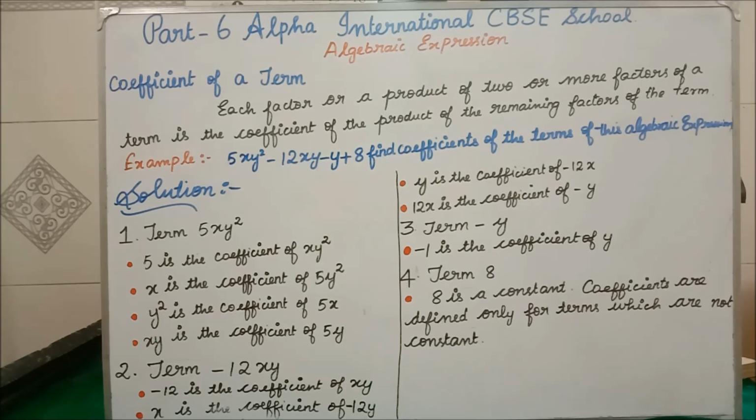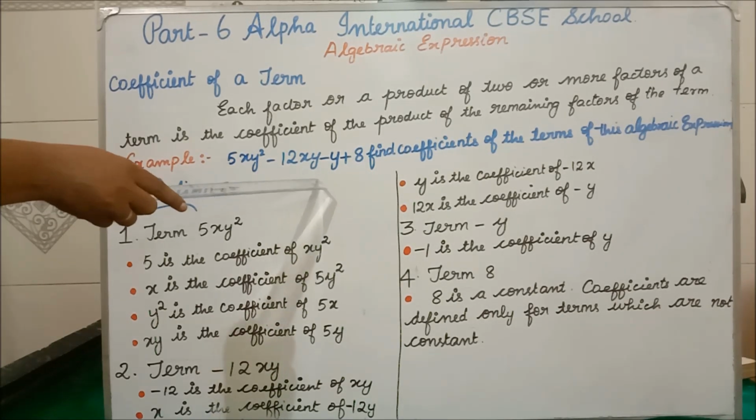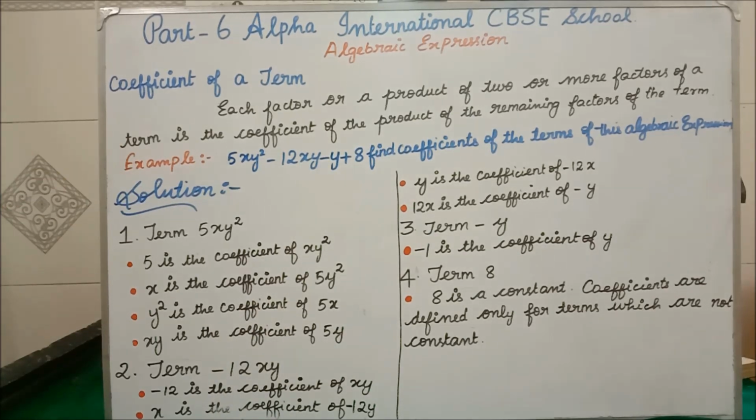If I am asking what is the coefficient of minus 12, what are the remaining factors we are having? x, y. Therefore, the coefficient of minus 12 is x, y. You have to write that. Clear all of you about the coefficient of a term? Clear? Next, we are going to see about terms and types of an algebraic expression.